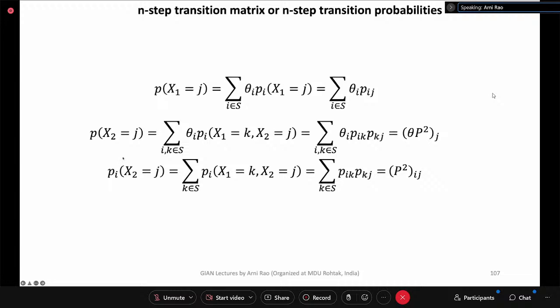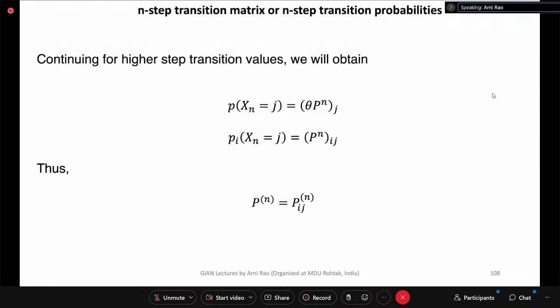So the probability that X2 equals j, and so on. When no initial distribution is given, you start from an arbitrary i: theta i, p i k, k to j, the sum of theta i p i k, p k j. When the initial distribution is given, then you don't need it. So that's pi k, p k j.